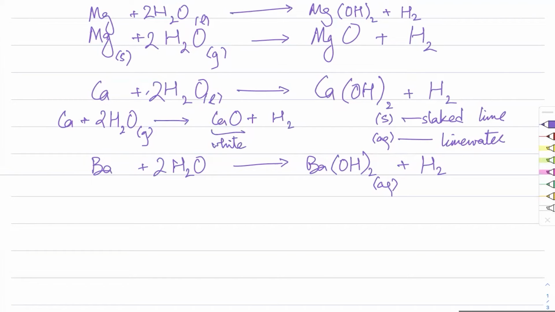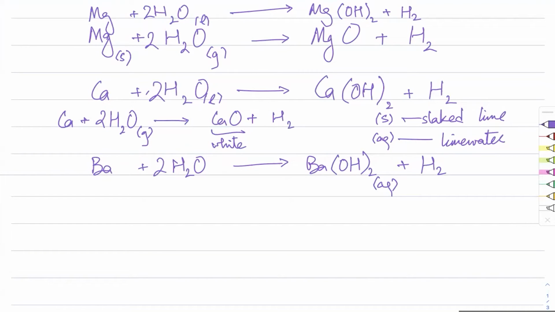So you understand that with cold water, all of them produce hydroxides, and those hydroxides become more and more soluble down the group. But with steam, they all produce oxides, and those oxides start to explode as you go downwards because they have a lot of energy.